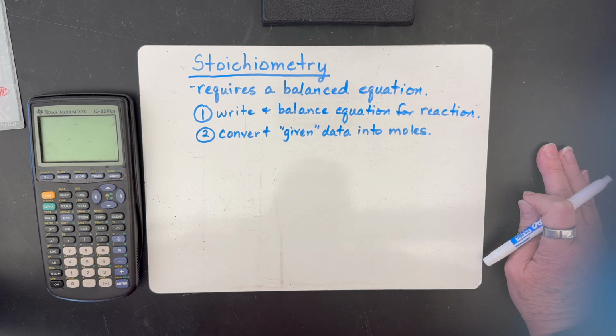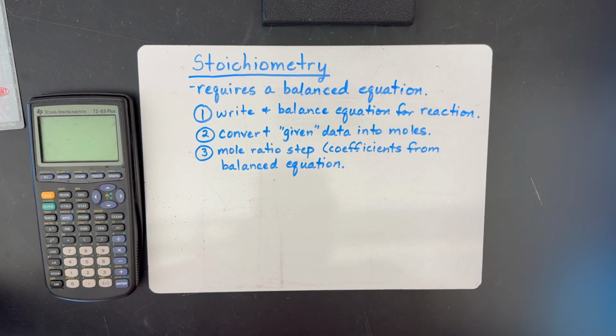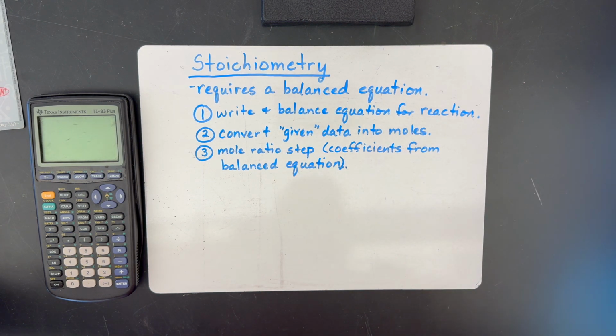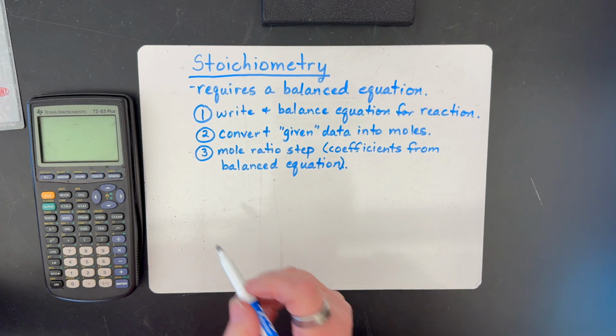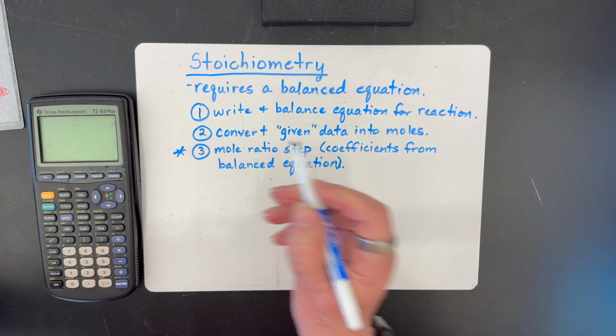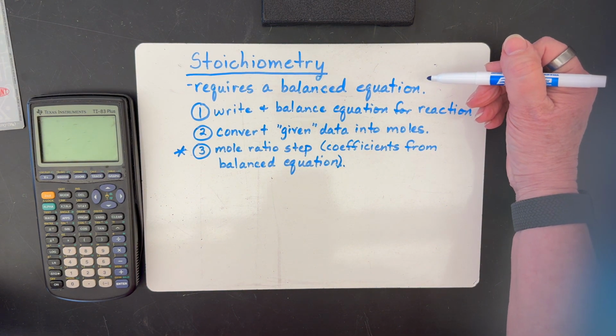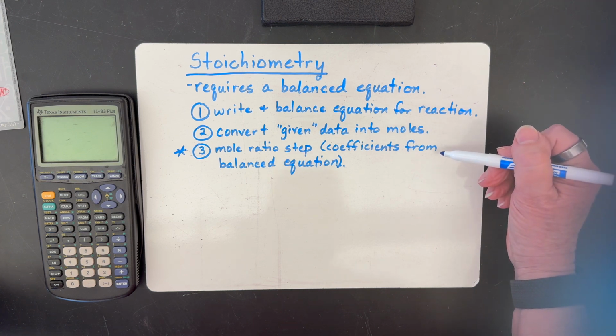If you need help with this, I have a video linked down below in the description that can help you out with this. Once we have moles in the second step, we're going to convert moles of what you were given information about to moles of what you are being asked for. To do this, we use the coefficients from the balanced equation. This step is always in the problem. That's why we require a balanced equation, because you always have this step.